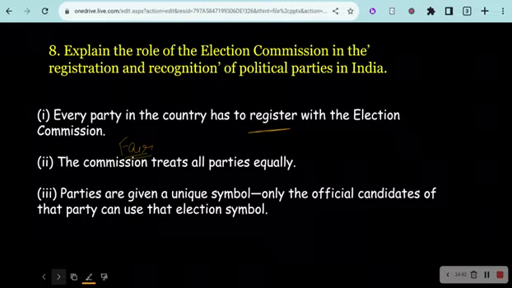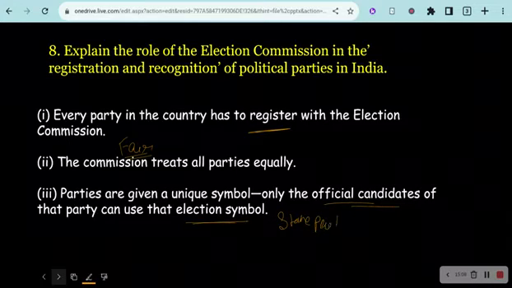Each party is given a unique symbol, and only the official candidates of the party can use that election symbol. You have seen in India there are so many parties, BJP, Congress, and everything, correct? Everyone has a different symbol. Does everyone have the same symbol? No, right? No two parties have the same symbol. Everyone has a different one, correct? Now, if you want to be a state party, what is the criteria? Let us understand in detail so that you can write that also.